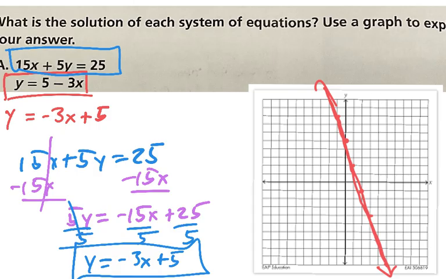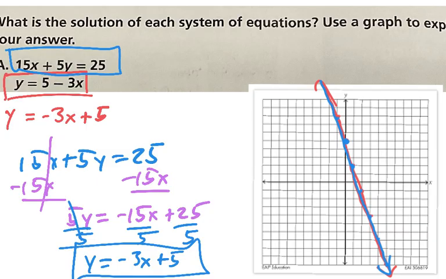So let's graph this. I have a y-intercept at 5. I have a slope of -3. Down 3, right 1, down 3. I am shocked and devastated.